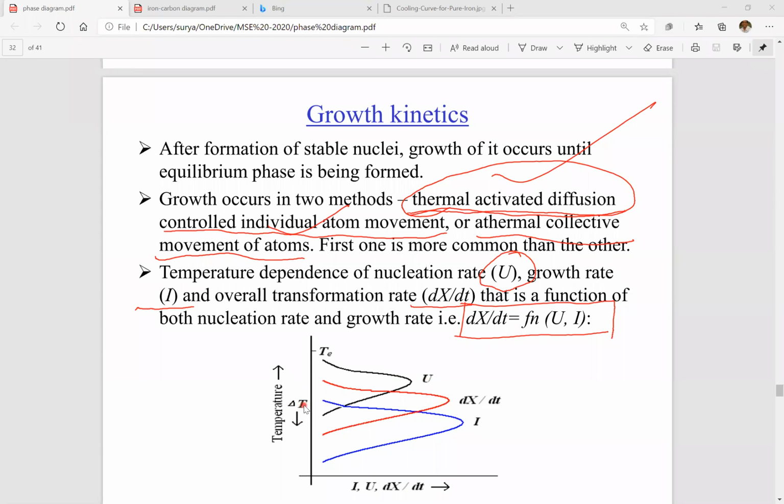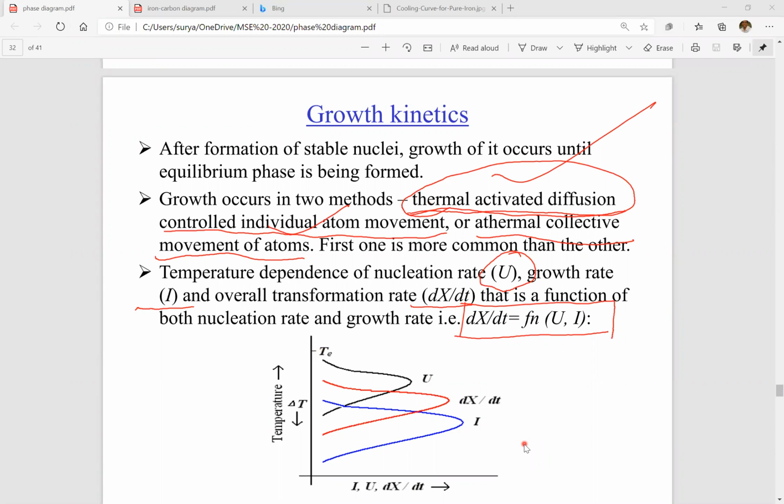With the change in temperature, we find the three values U, dx by dt, and I as they form. And what is T? T is the equilibrium temperature at which the equilibrium phase occurs. So this is all.